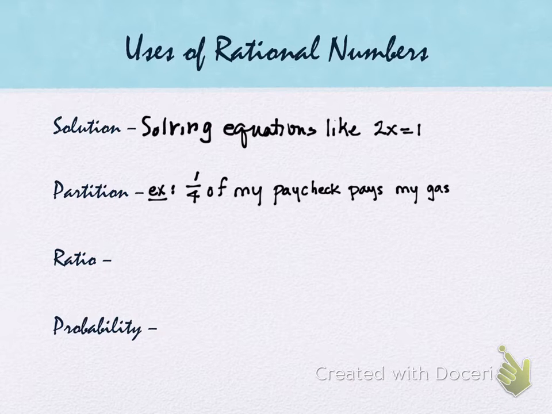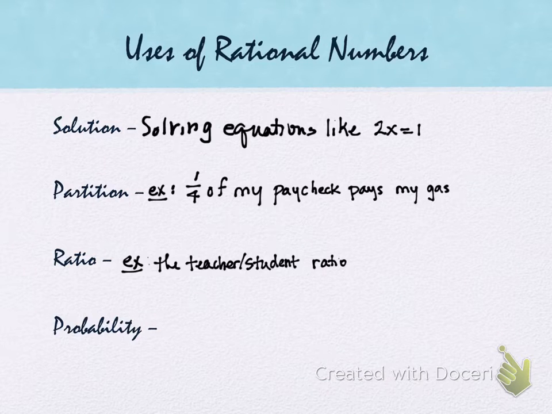Ratio is another example of a use of rational numbers. For example, the teacher-student ratio. You guys hear that kind of stuff all the time, right? Teacher-student ratio is 1:8 or whatever. Okay, gives you a way of comparing values.